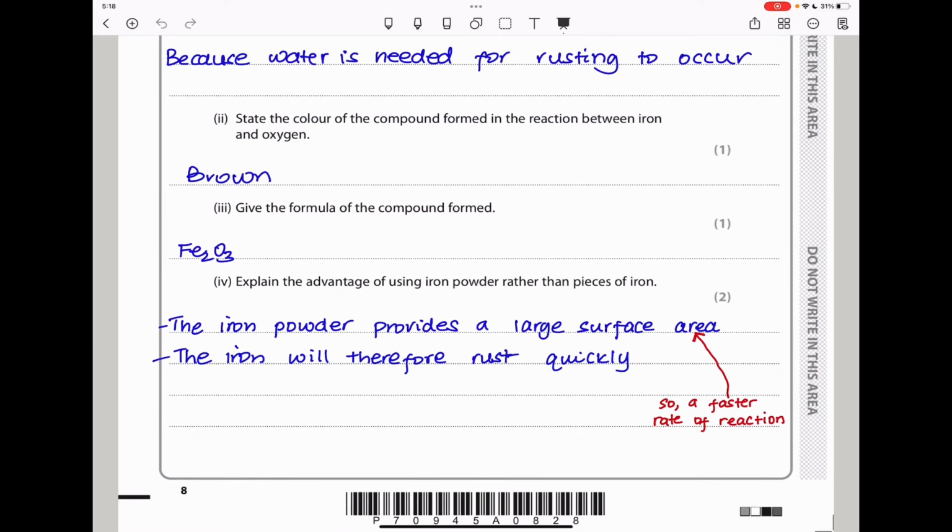And next they say explain the advantage of using iron powder rather than pieces of iron. This is easy. Iron powder provides a larger surface area, that is one point, and then the reaction, which is rusting, is going to occur more quickly due to this provided large surface area.